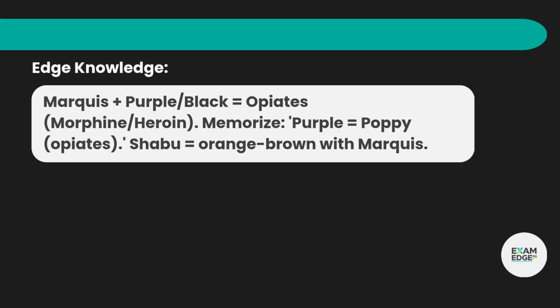Edge knowledge. Marquis plus purple-black equals opiates, morphine, heroin. Memorize: purple equals poppy, opiates. Shabu equals orange-brown with Marquis.